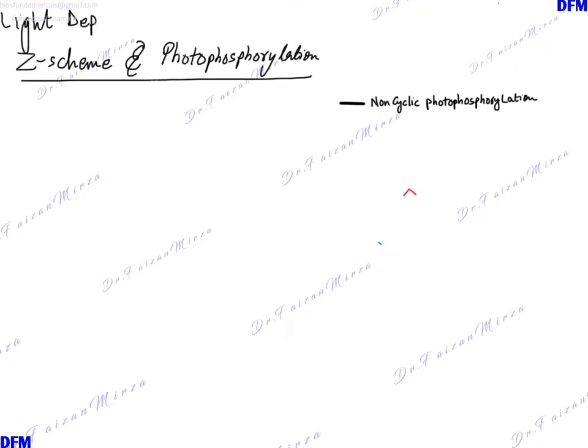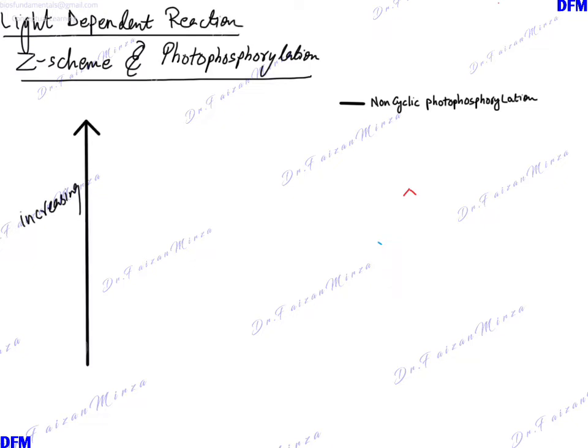The light-dependent reaction occurs on the thylakoid membrane. We already have discussed this in detail. What I'm drawing here, I'm describing to you the process which includes non-cyclic photophosphorylation and cyclic photophosphorylation. I'll be discussing the Z scheme with you. I will be discussing what photophosphorylation actually is, and this all occurs in the light-dependent stage of photosynthesis.